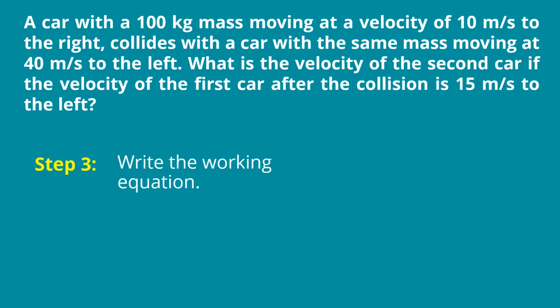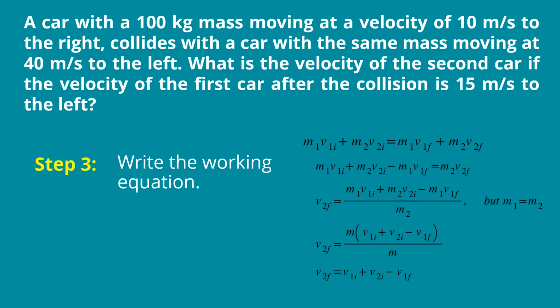Step 3 is to write the working equation. In the general formula, m1v1 initial plus m2v2 initial is equal to m1v1 final plus m2v2 final. We can derive the formula for the second final velocity, which is second final velocity is equal to first initial velocity plus second initial velocity minus first final velocity.